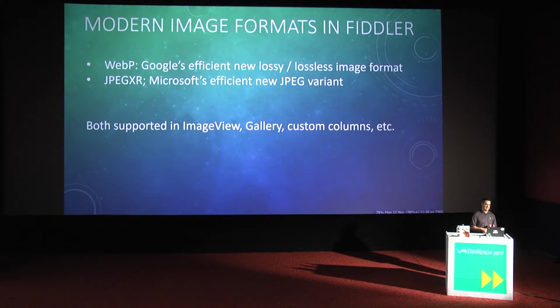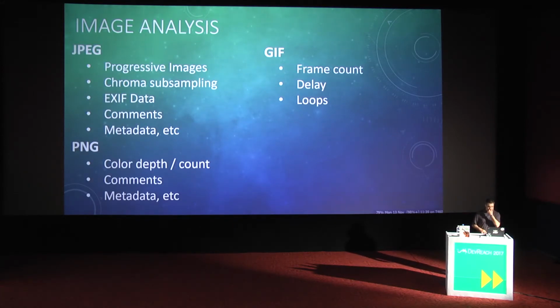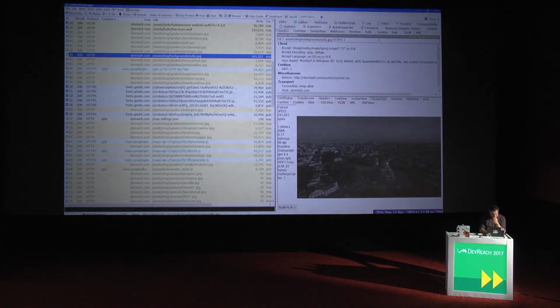But Fiddler understands these, and it can show them in the image view, the gallery, custom columns, et cetera. It parses the formats. Image analysis. So Fiddler will take a look at images and tell you as much as it can about them. It'll tell you in JPEG whether you're using progressive, whether you've got chroma subsampling set, whether there's any EXIF data, comments, metadata, et cetera. So just a quick look at that.